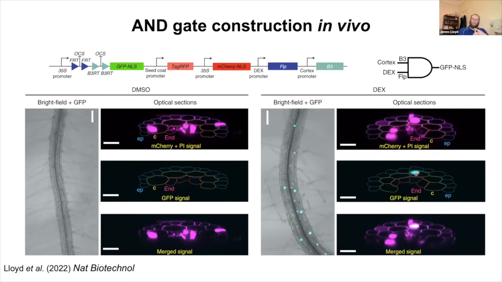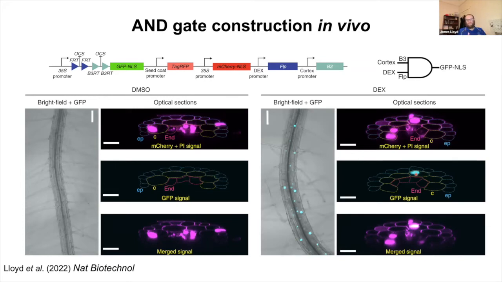So not only do we observe green nuclei only in the DEX treatment, but they're also only in the cortex. So this is a functioning AND gate working in vivo. So this gives us hope for being able to move this and build more circuits in stable plants, which is ultimately where we want to go.